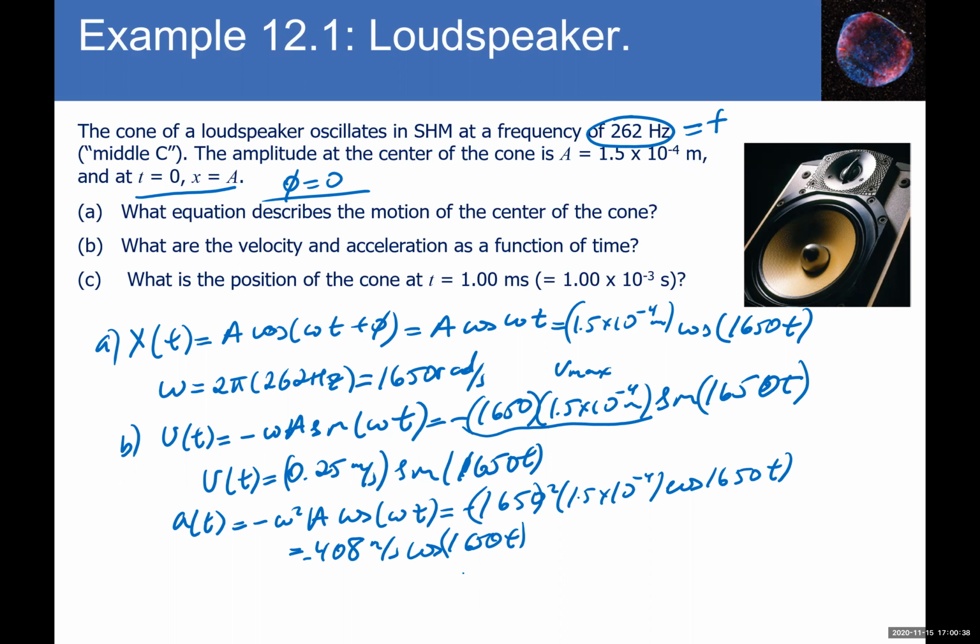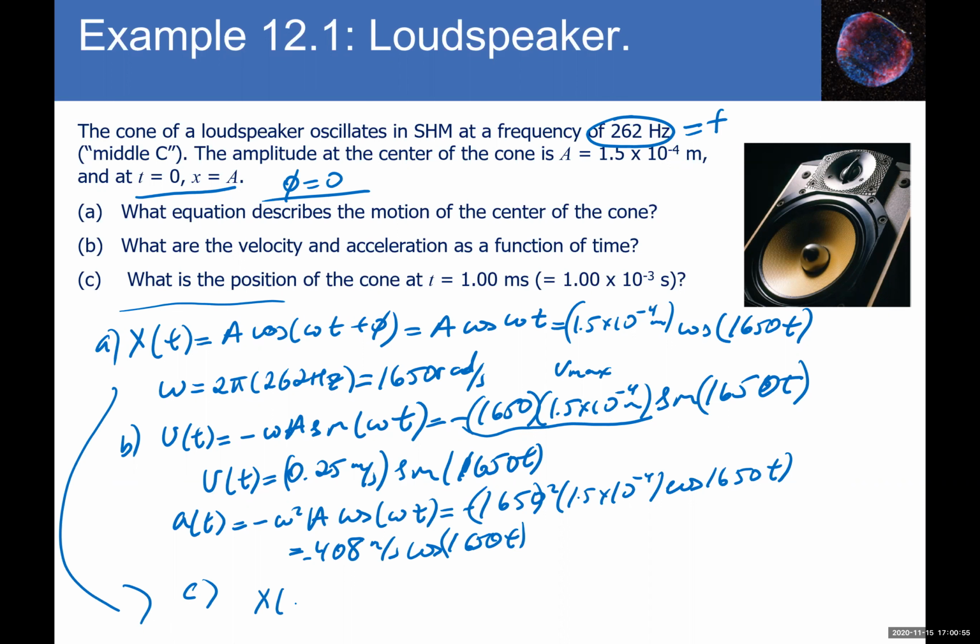All right, so now we have the acceleration and velocity as a function of time. Because if I have those equations, then for example, something like this: what is the position of the cone at t equals 1 millisecond? Then all I have to do is take equation 1 and replace the t with the given time.